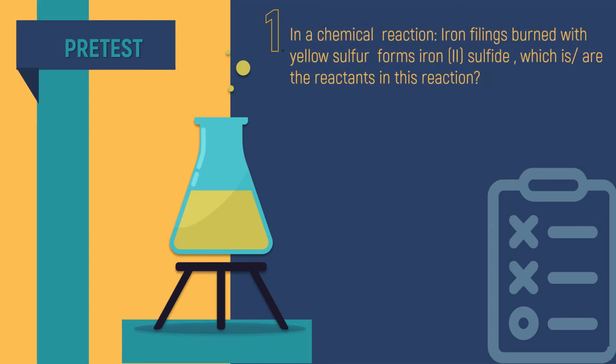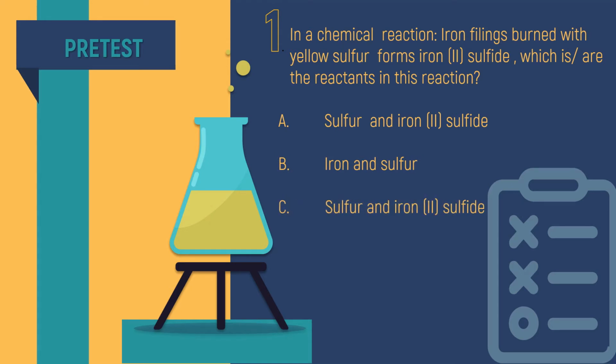Number 1. In a chemical reaction, iron filings burned with yellow sulfur form iron(II) sulfide. Which are the reactants in this reaction? A. Sulfur and iron(II) sulfide. B. Iron and sulfur. C. Sulfur and iron(II) sulfide. D. Iron(II) sulfide.